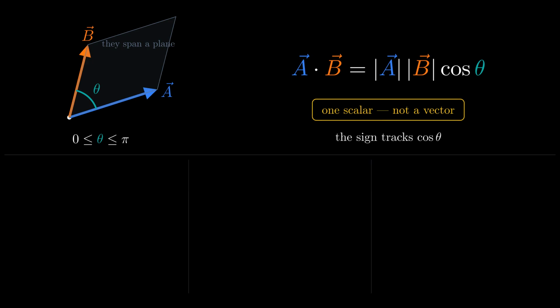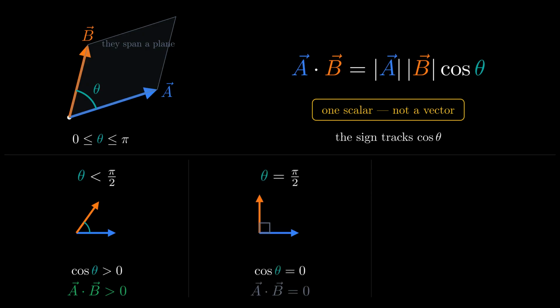Its sign tracks the cosine. When theta is less than pi over 2, the cosine is positive, and so is the product. When theta equals pi over 2, the product is 0. When theta is greater than pi over 2, the cosine turns negative, and the scalar product comes out negative.